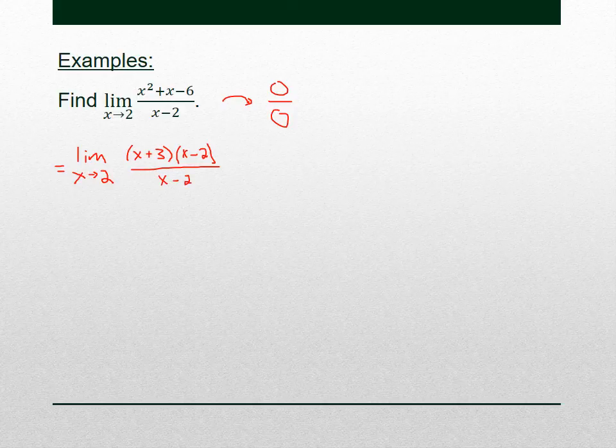We can see that we have an x minus 2 in the top and an x minus 2 in the bottom, so those cancel. And you get the limit as x approaches 2, and now we just have x plus 3. Now when we substitute in, we get 2 plus 3, which is, whoops, got a little ahead of myself there. 2 plus 3 is 5. And that's our answer.